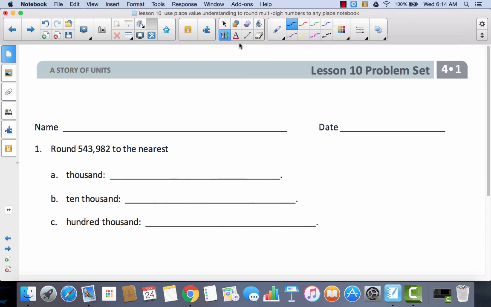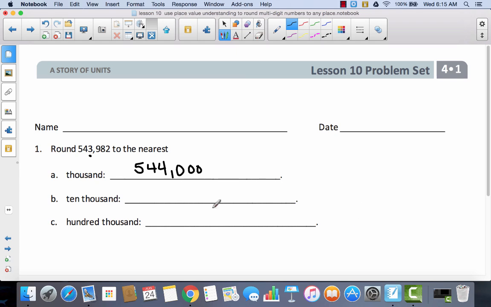Okay, so let's take a look at number 1. It says round 543,982 to the nearest thousand. So I'm looking at the thousands place. So there are 543 thousands in this number. So it comes between 543,000 and 544,000 on the number line. Now, would this be more or less than halfway? It would be more than halfway, so it would round to 544,000. Again, if that didn't make sense to you, you could always come over and draw your vertical number line.